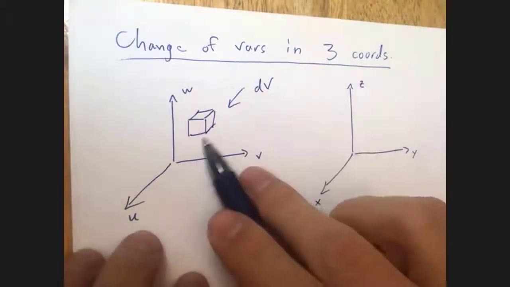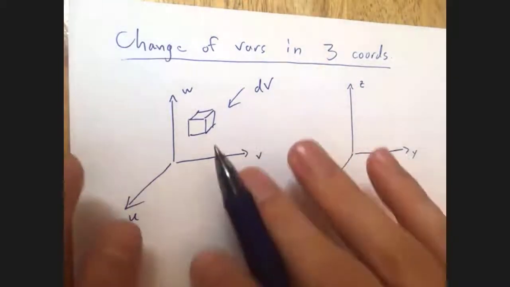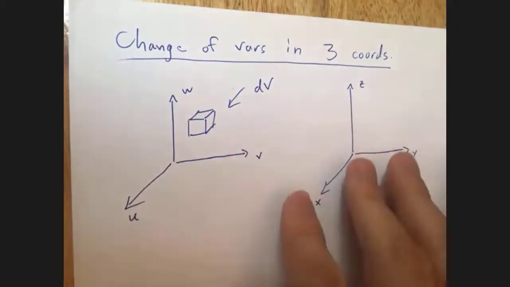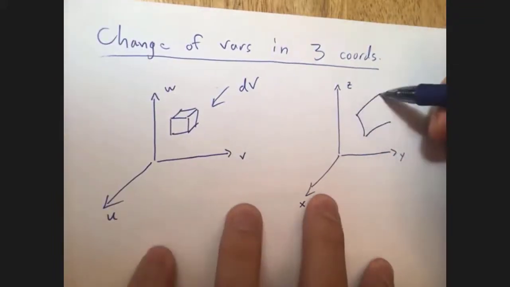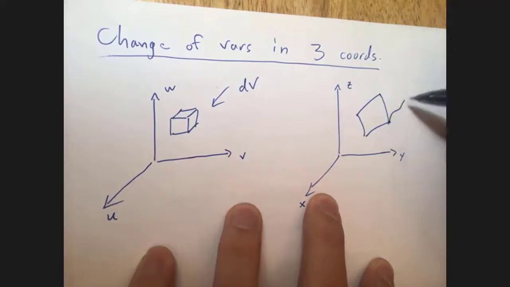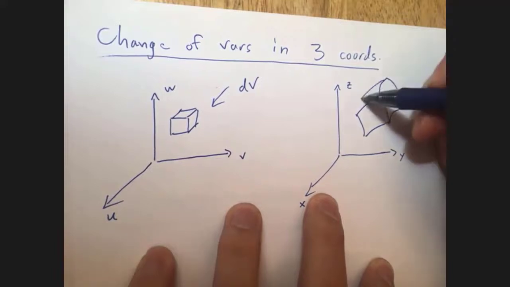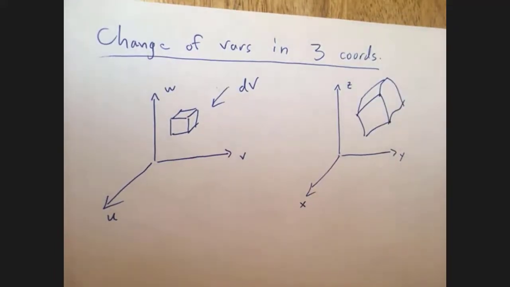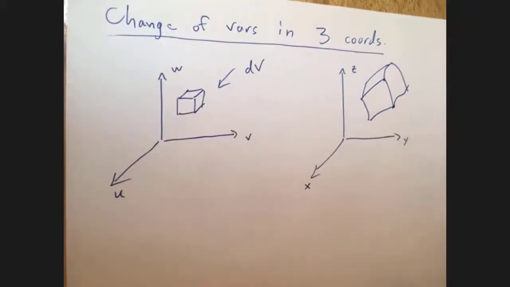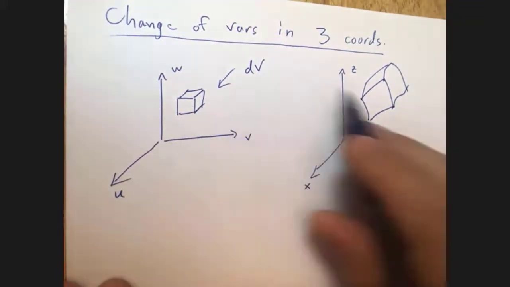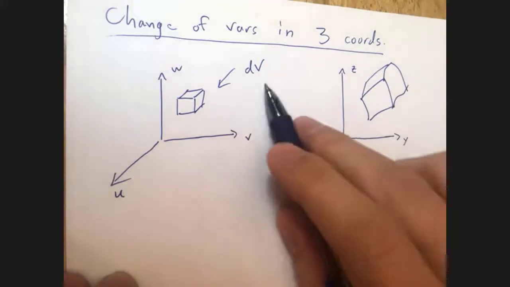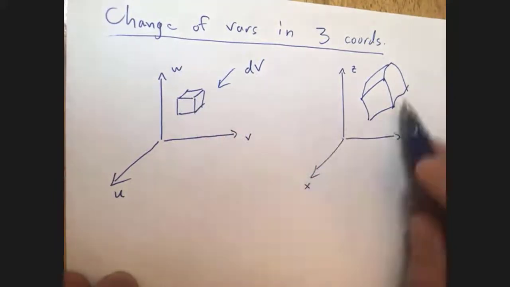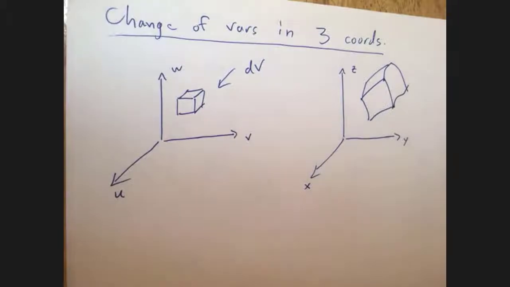Now when I move that over, in these coordinates it looks like a cube, but in the Cartesian coordinates it might look like something different. It might be kind of a curvy thing. So it's not a cube anymore. What we want to figure out is, how does the volume change when I move from this cube in these coordinates to this funny distorted cube in the new coordinates?